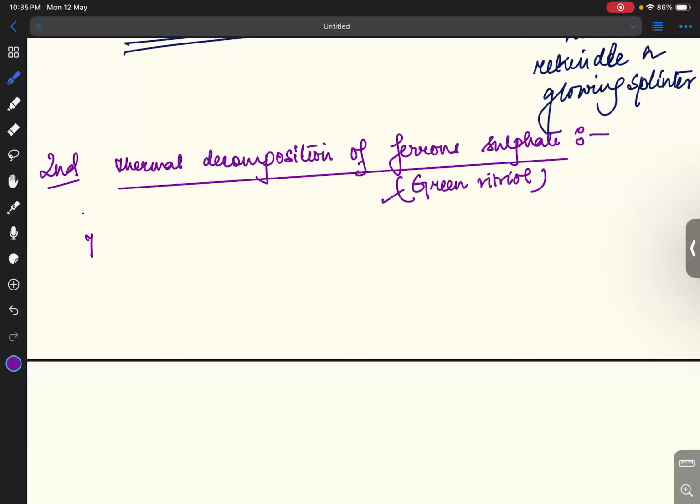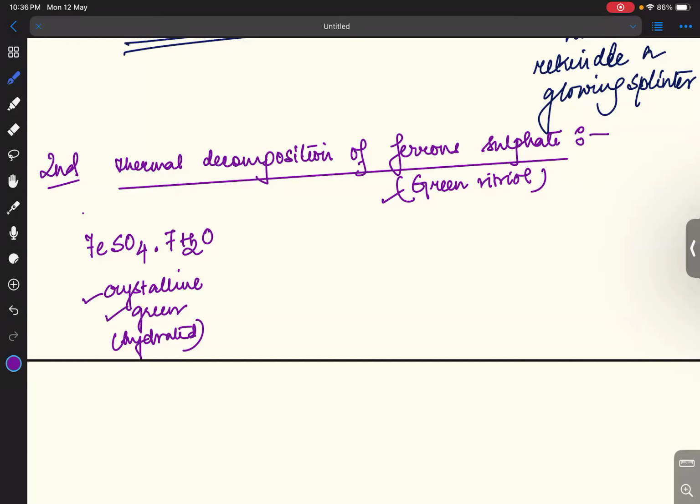What happens is ferrous sulfate in the crystalline form, when it is green in color, it is because it contains 7 molecules of water, which is loosely bound with it. Loosely bound 7 molecules of water. Now the 7 molecules of water, which is the hydrated form of ferrous sulfate, makes the salt crystalline and gives a color to it. That's why the water molecules are known as water of crystallization.